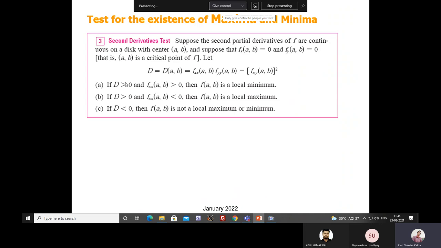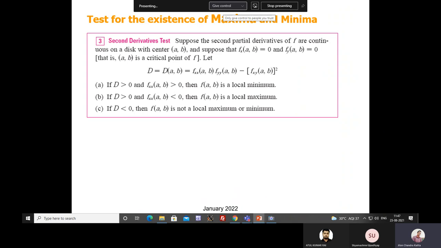If D is strictly greater than 0 and fxx at (a, b) is strictly less than 0, then f has a local minimum at that point. And this is very, very important: if D is strictly less than 0, then f is neither a local maximum nor a local minimum.